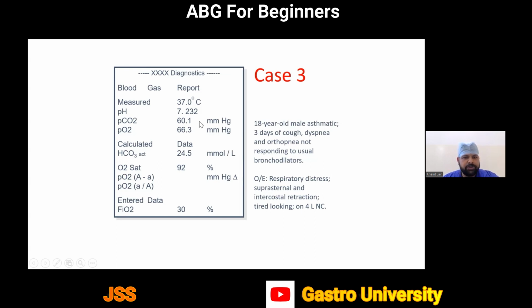He was asked for an ABG. The ABG says that the pH is 7.232 with a PCO2 of 60.1 and a PO2 of 66.3, and bicarb is 24.5, and he's maintaining a saturation of 92% at a FiO2 of 30. The first step is to check the authenticity. We have checked that. Now coming to the second step, that is the pH. Is it acidemic or alkalemic? It is acidemic. Now again, respiratory or metabolic? PCO2 is more than 45, so it is respiratory acidemia. Now comes acute or chronic.